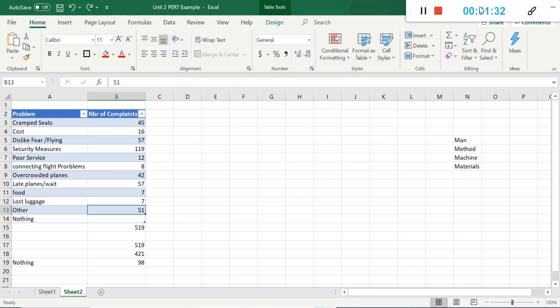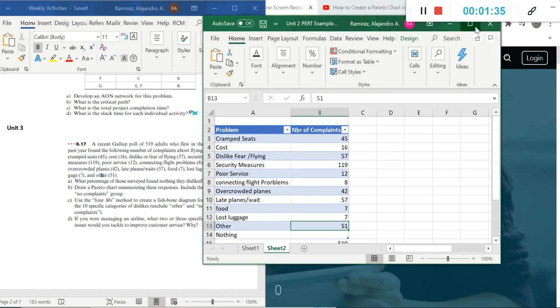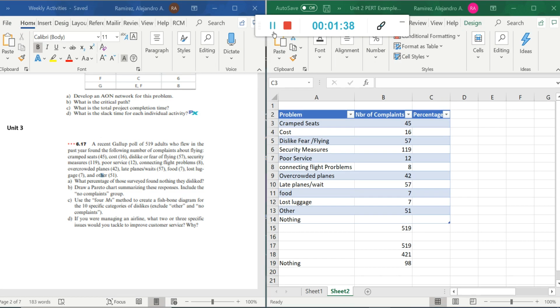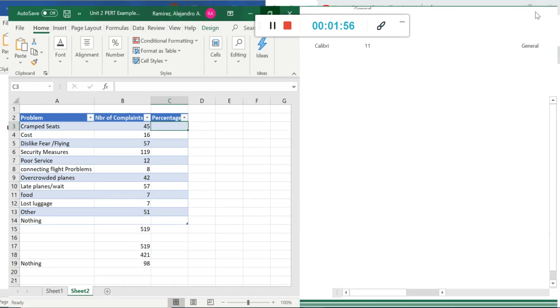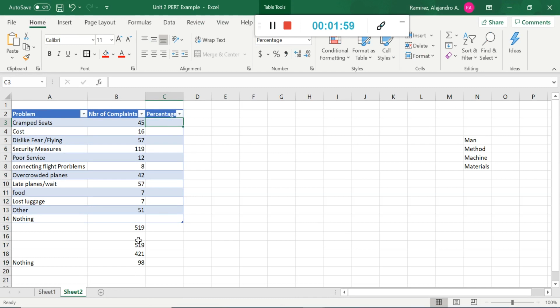Then the first question that we have in there is, what percentage of those surveyed found nothing they dislike? So I need to find out that because it was not mentioned. If you realize here I have 519, that's the total, but if I add all of these ones, it's going to give me 421. That one I already calculated for you. So first of all, how many complain about nothing? Then I have to figure out that number. 519 minus 421, it's going to be 98. So I'm just going to copy that there.